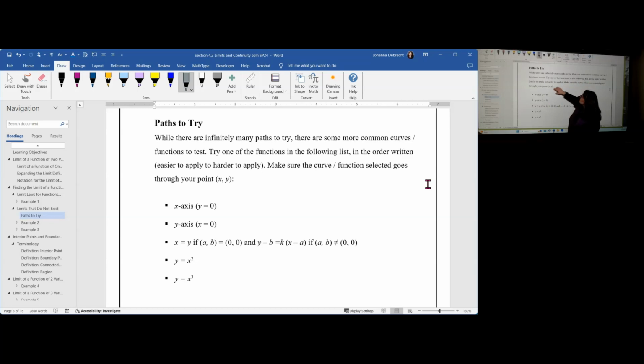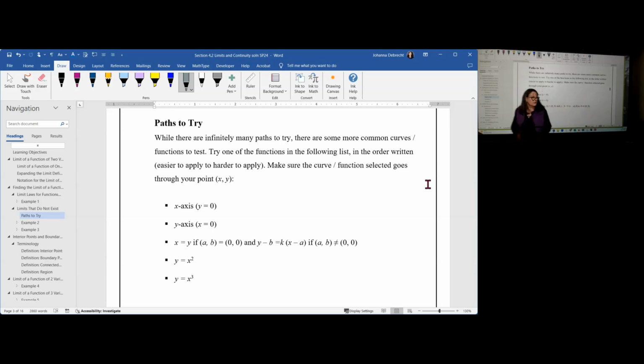Or xy is really AB, right? What about the y-axis, x equals 0? This is a simple equation to test. It's a simple path, but the point I'm trying to get close to has to be on that. Then I can switch to x equals y if AB is the origin, all right, that'll work, or 1, 1, or 2, 2, or anything like that. Or I can shift it off center.